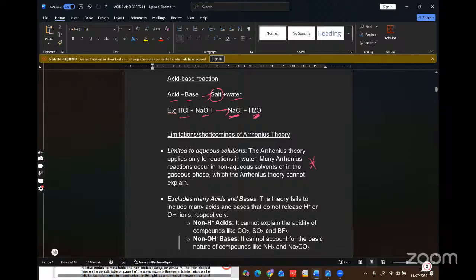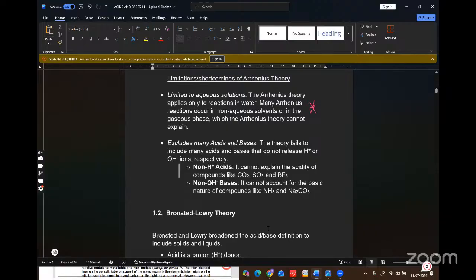The other limitation is that there are a number of acids and bases that do not have H plus. According to his definition, every acid must have an H in it, like hydrochloric acid, sulfuric acid, and nitric acid. You see that all of them have hydrogen in them, okay? But we have found out that substances like carbon dioxide and sulfur trioxide all act as acids, even though they do not have hydrogen.